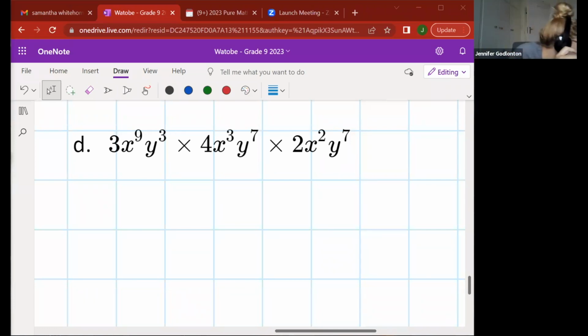I'm seeing lots of answers. Think of our rules, think about signs, numbers, variables.